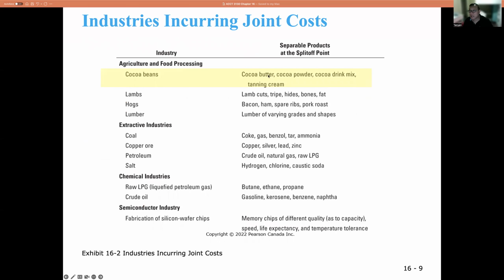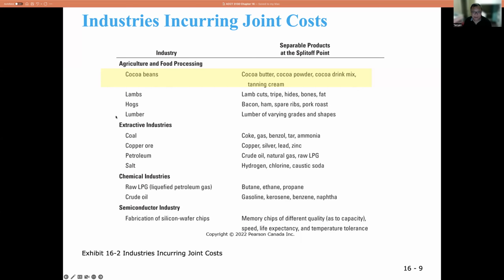So the textbook has given us different examples. For example, for agriculture food processing, cocoa beans. When you process cocoa beans, what are some of the potential outputs you can yield? That would be cocoa butter, cocoa powder, drink mix, tannin cream. That's just one example.